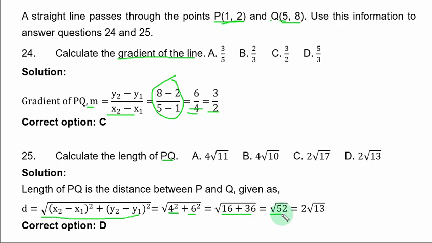The answer is expressed in short form. So you look for a factor of 52 that is a perfect square, that is 4 times 13, and root 4 is 2, so you have 2 root 13. D is the correct option.